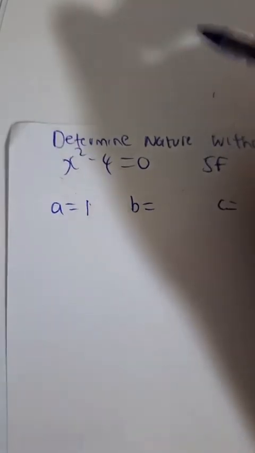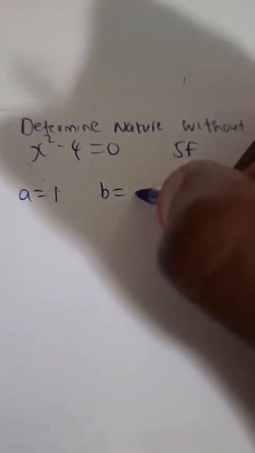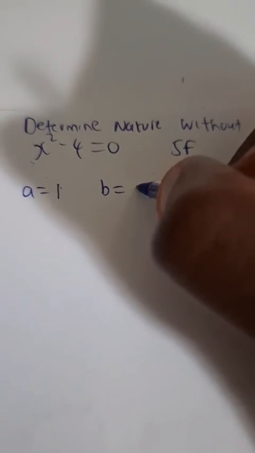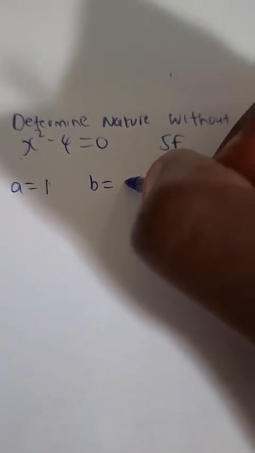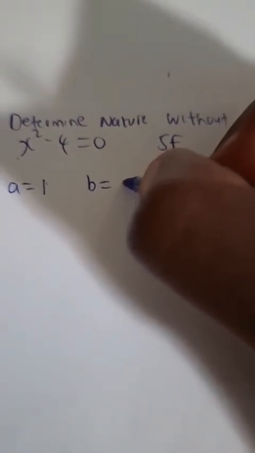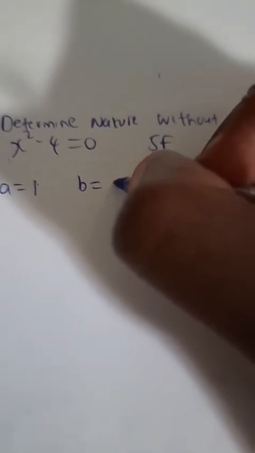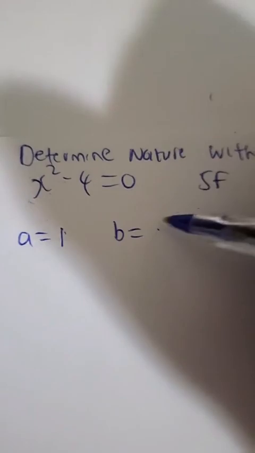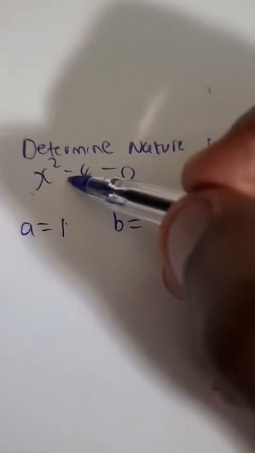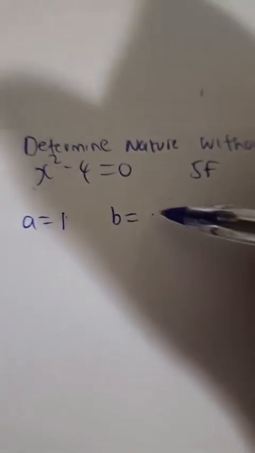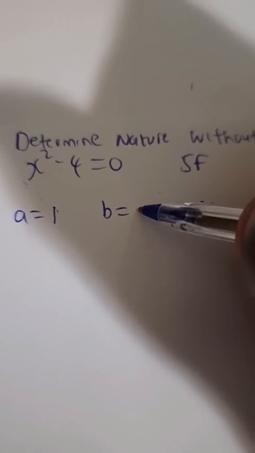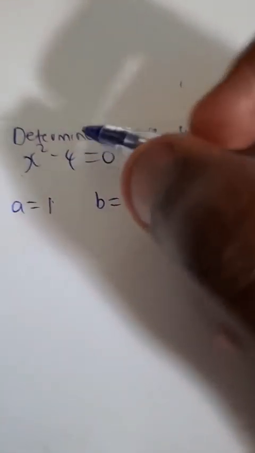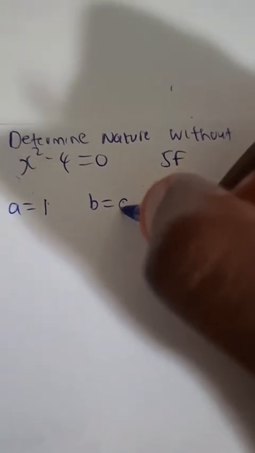A is equal to 1, thank you Neliwe and Lesedi. B is equal to, do we have an x term, by the way? Do we have a middle term? Remember, b, guys, not c, b. I'm looking for b. What is the value of b? No, Neliwe, b is not negative 4. Thank you, Desperado. B is equal to 0.